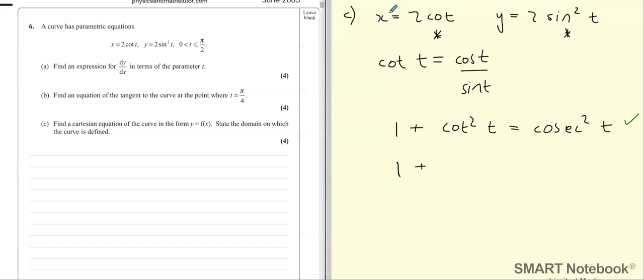Plus cot squared. Now, if x equals 2 cot t, what is cot t? It has to be x over 2 equals cot t. I should have written t there. So now cot squared is going to become x over 2 squared. Are we happy with the left-hand side there?